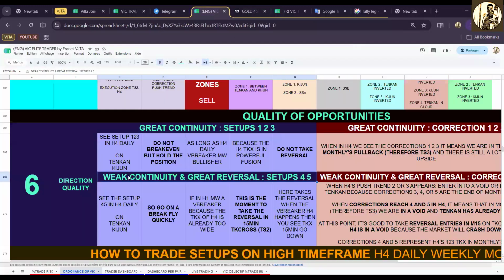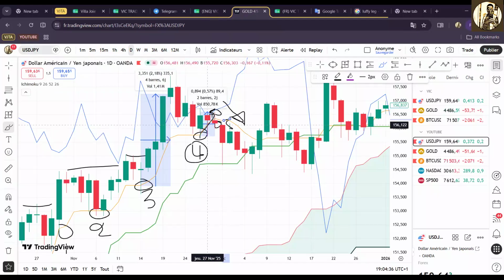So when I write in the document weak continuity and great reversal, it means that, right? The fourth time that the price touches Tenkan and the fifth time will be almost no continuity to the upside. This one will not go to the upside, but it will be a very strong indication that the price is moving to the downside to touch Kijun.